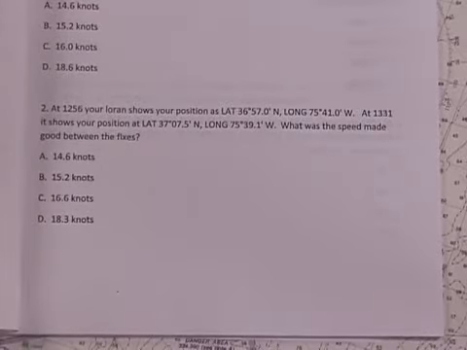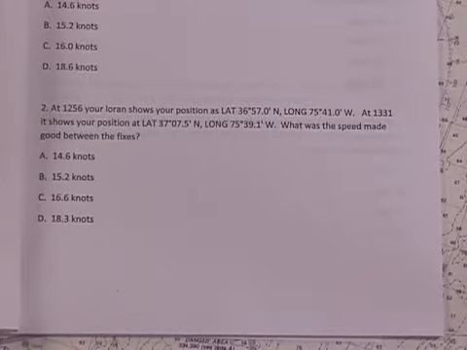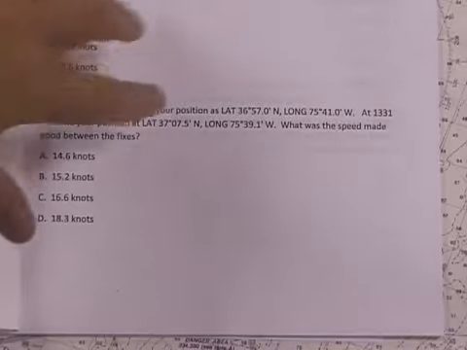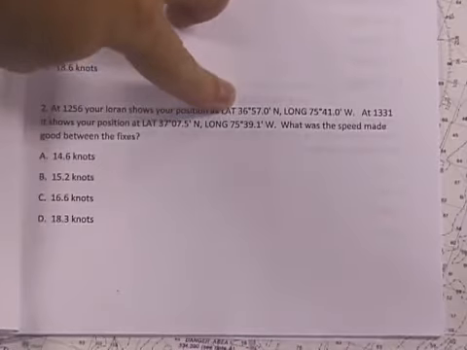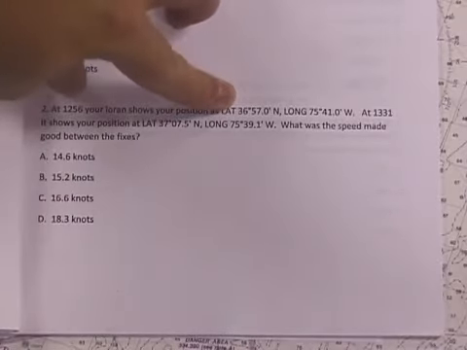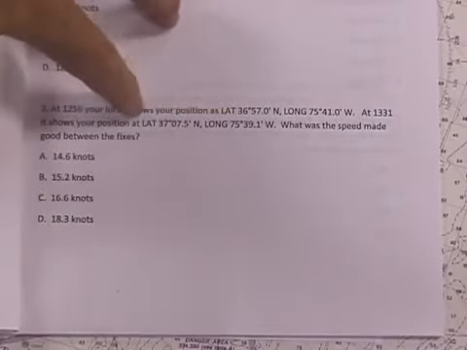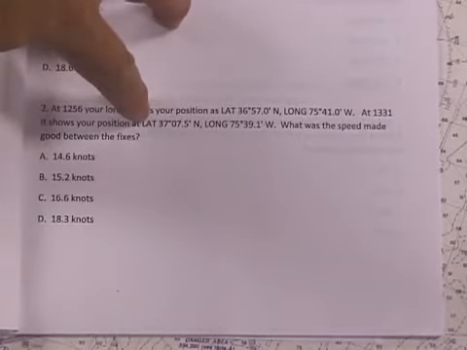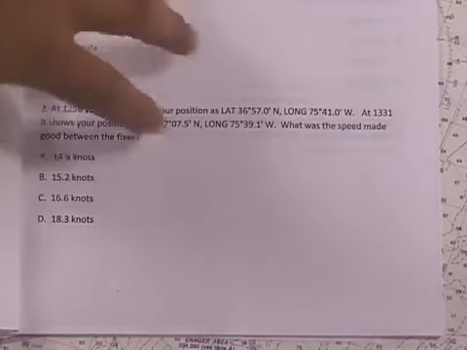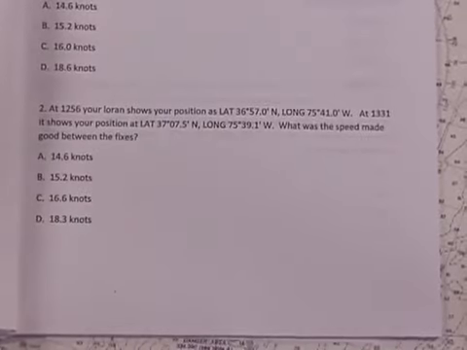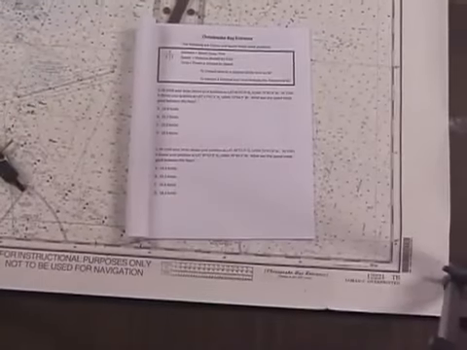Problem number 2. This is Chesapeake Bay entrance, and we're working the time, distance, speed formula. And we're going to work on question number 2. With question number 2, the first thing we have to do is find our latitude and longitude, our first position, which is going to be marked 1256, and we find our latitude of our second position, which is going to be 1331. Now, we'll go ahead and find those positions.